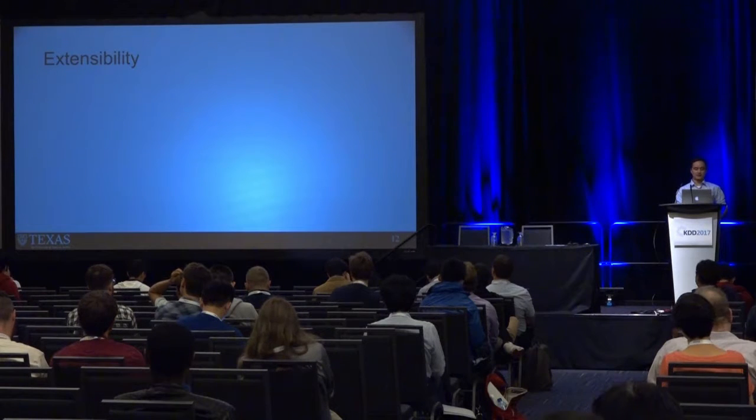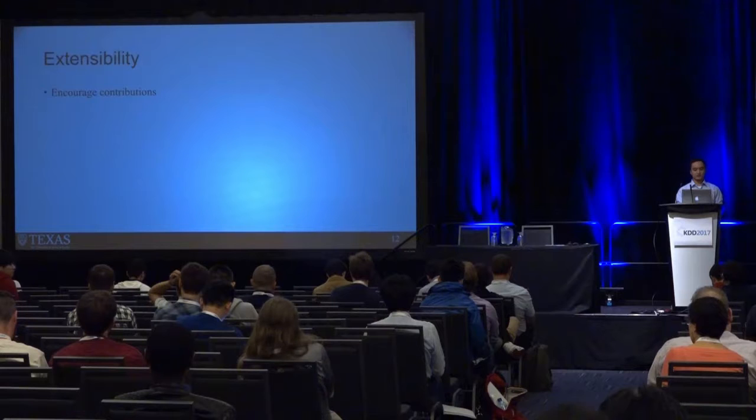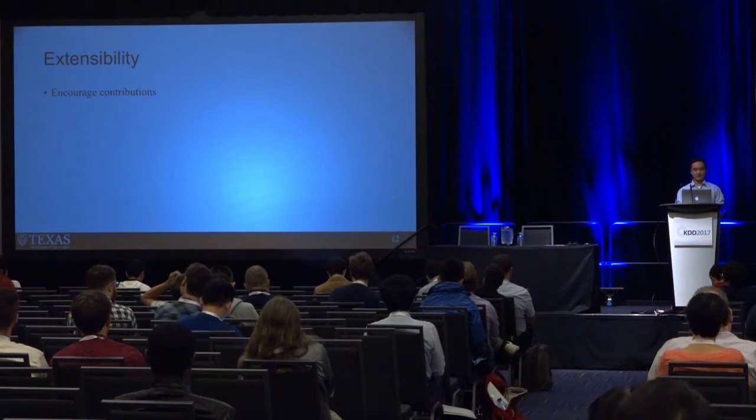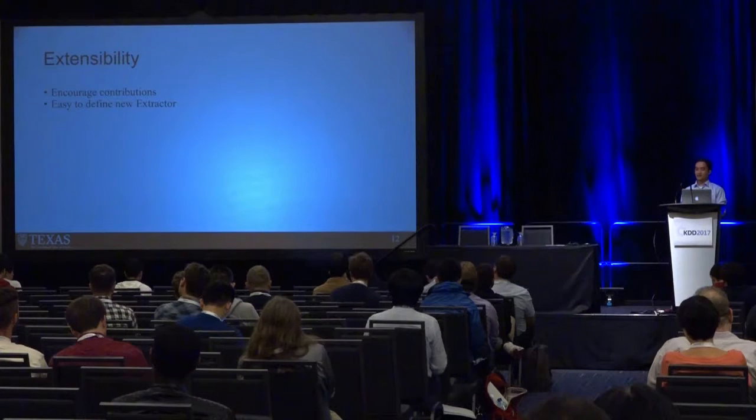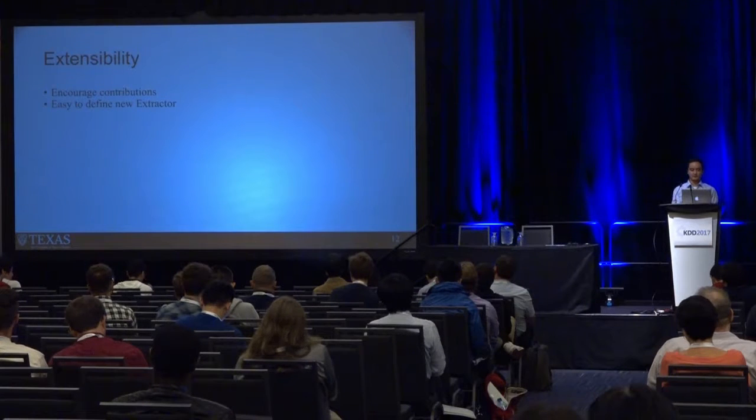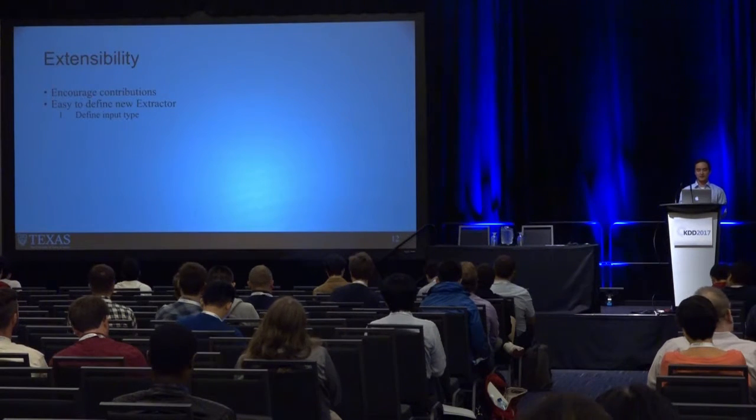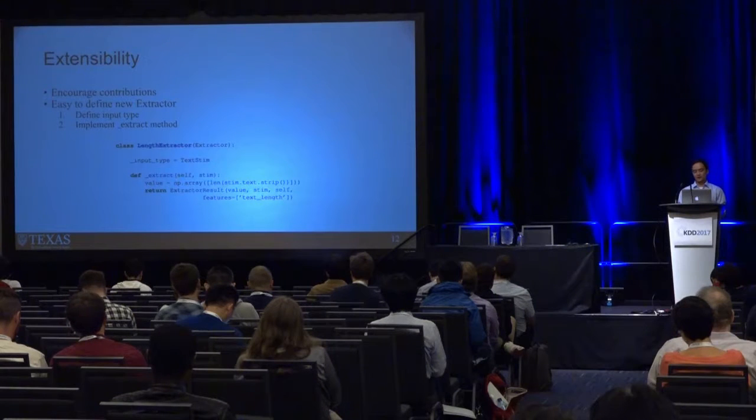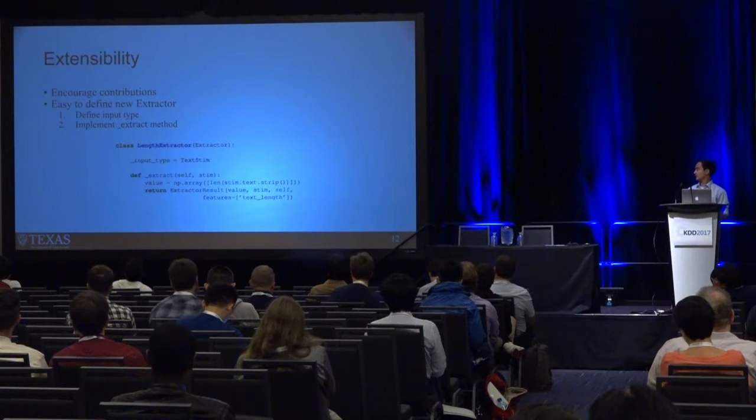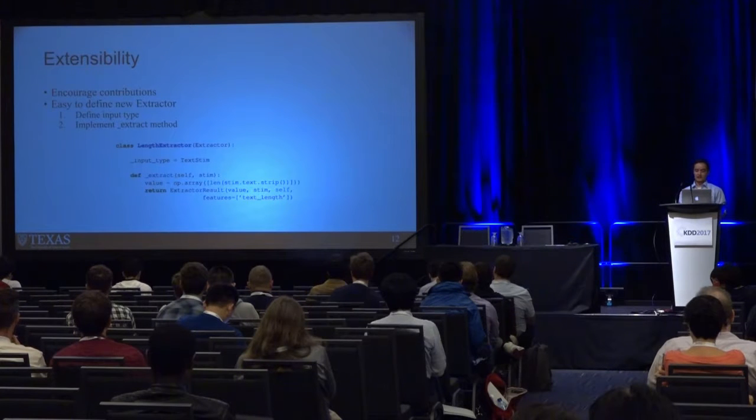Going back to what I said earlier, we really wanted Pliers to be extensible to allow users to customize and expand the library. For example, it's really, really simple to implement a new extractor. All you have to do is firstly define an input type, and then implement a simple feature extraction method. So, for example, if you want a simple extractor that takes the length of a text document, it could look as simple as this. You just specify the input type as text, run your feature extraction, and wrap the extracted feature into this extractor result object.